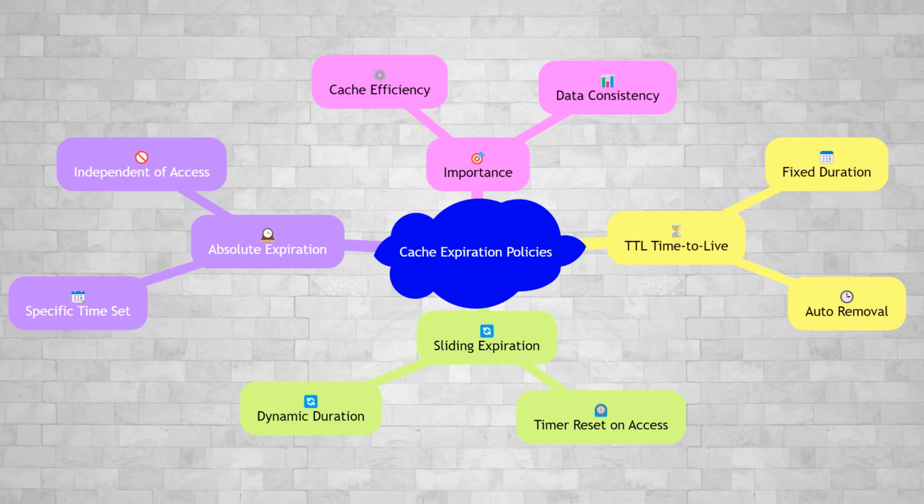Cache expiration policies determine how long data should remain in the cache before being invalidated. Common expiration policies include time to live, TTL, sliding expiration, and absolute expiration. TTL sets a fixed duration for cached data, after which it is removed. Sliding expiration resets the expiration timer each time the data is accessed. Absolute expiration sets a specific time at which the data will be invalidated, regardless of access patterns. Choosing the right expiration policy is crucial for maintaining cache efficiency and data consistency.